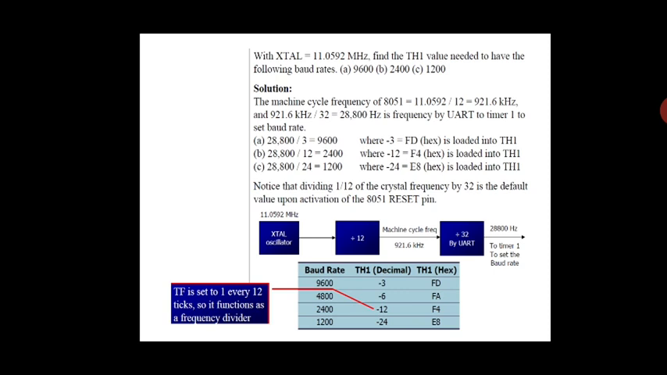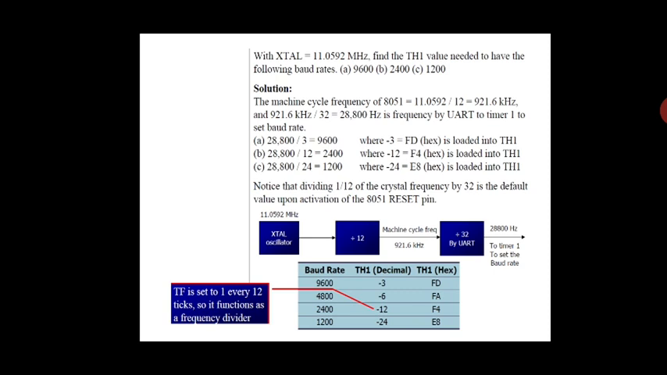In this class, we'll discuss the value of TH1 to be loaded to set your baud rate. The baud rate indicates the transmission rate at which data will be transferred. We will calculate what value is to be loaded into the TH1 register for 9600, 2400, and 1200.